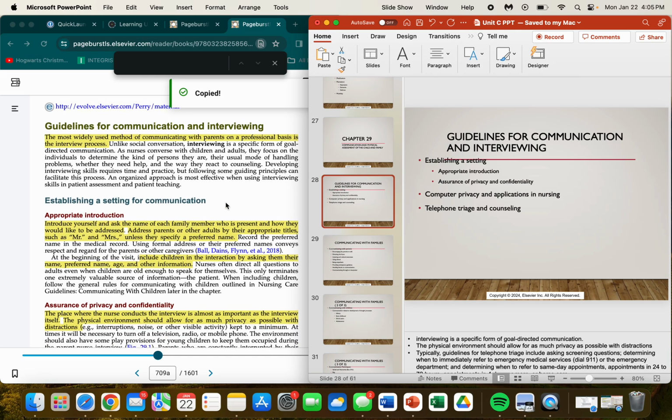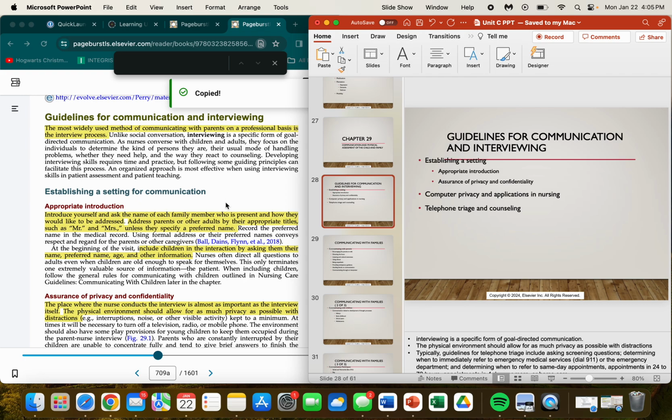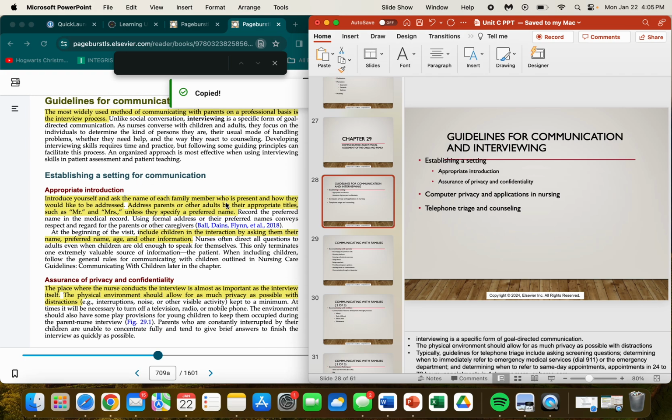Our book talks a little bit about establishing the appropriate setting for that interview, right? We want to make sure we minimize distractions. We want to make sure we always ask who's with the child, right? We've talked about this before, we don't ever want to assume that the people in the room are mom and dad, right? But make sure that we address the parents or the adults taking care of that child by name.